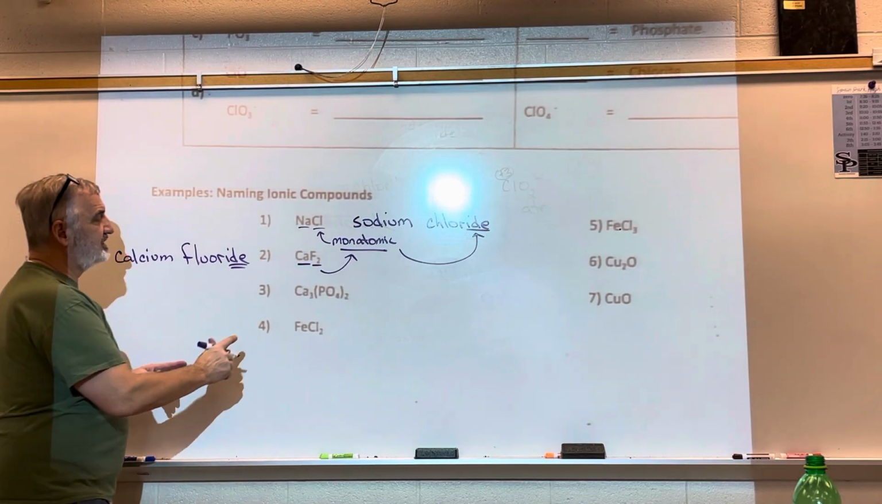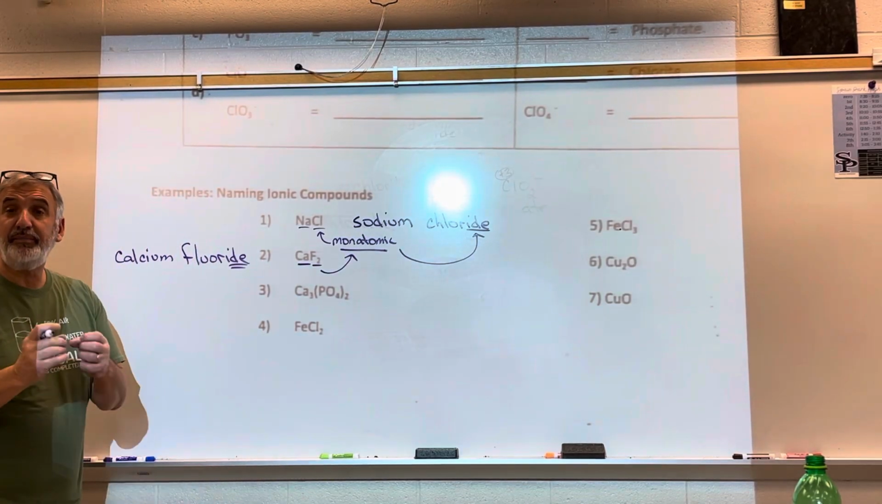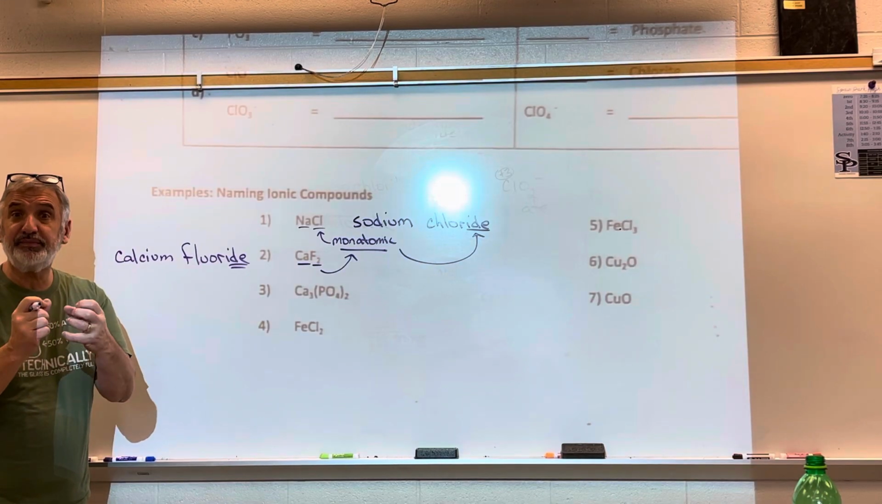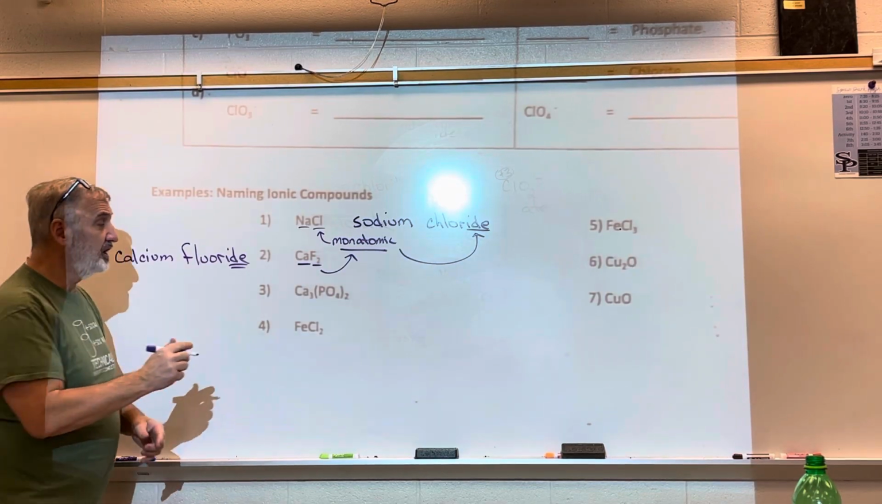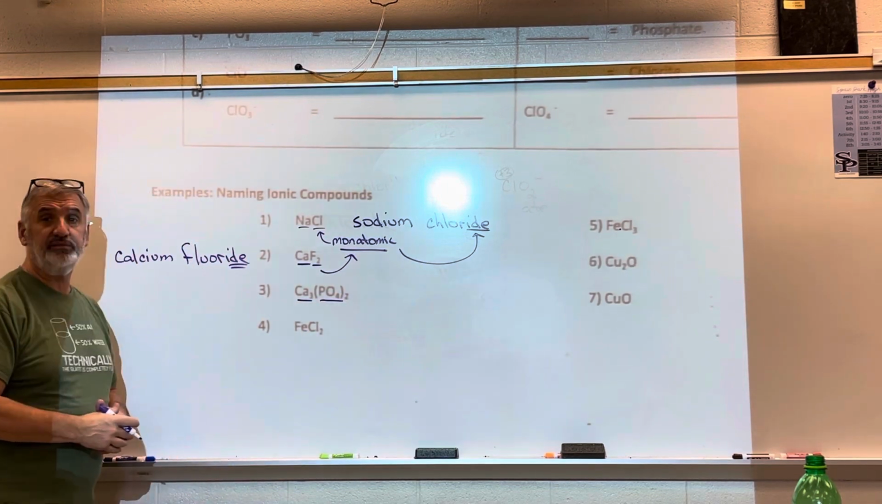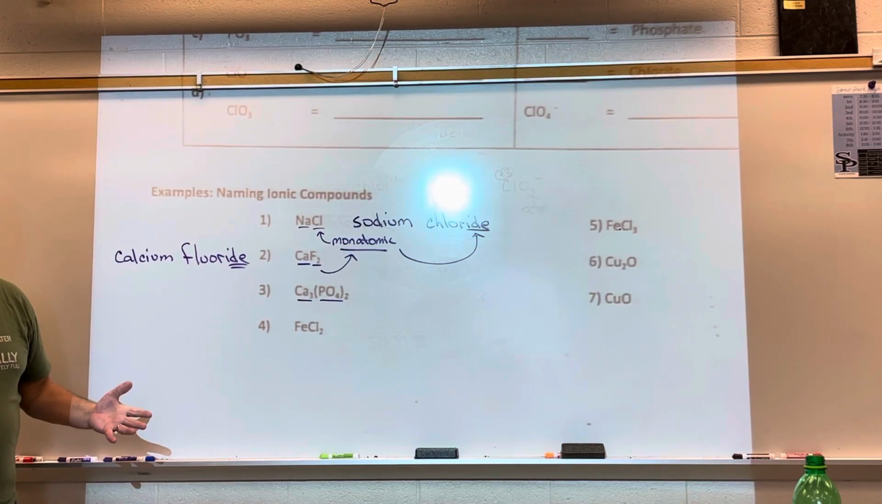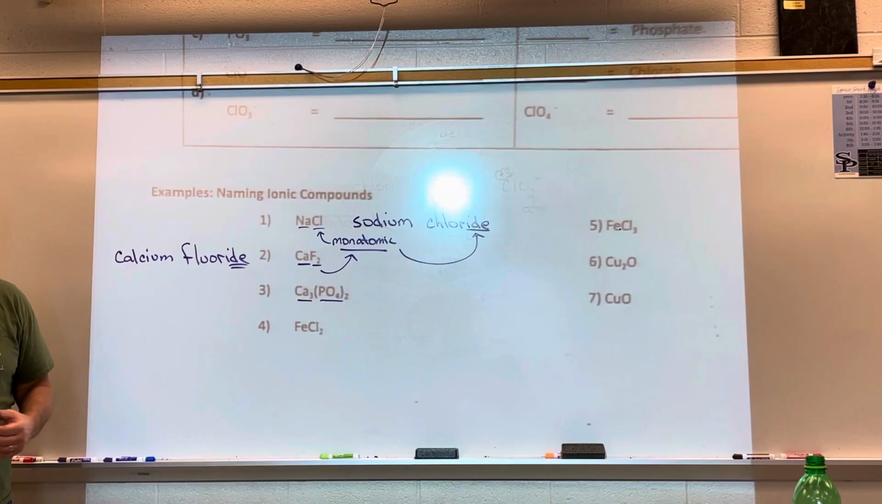But now we look at this next one. Now look, it looks pretty complicated. But remember, polyatomic ions are groups of atoms bonded together, but they act as a single unit. So my positive thing is the calcium, my negative thing is the phosphate. So does calcium need a Roman numeral? We already decided that. No, it's only got one possible oxidation state. So I'm just going to name calcium.